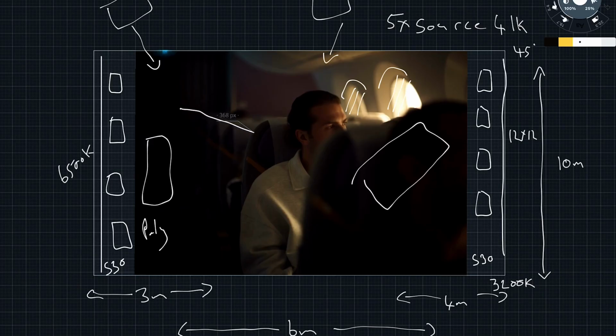The light from outside, the ambient light, was hitting him quite harshly, and I didn't really like that, so I just had a baby net over here, and that just softened the highlight. Didn't take it away, but just softened it so it was a little bit more subtle, should I say.